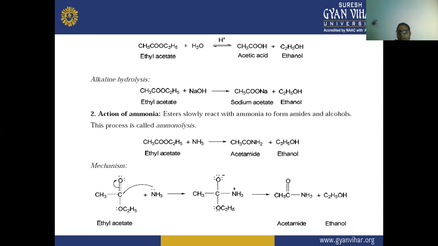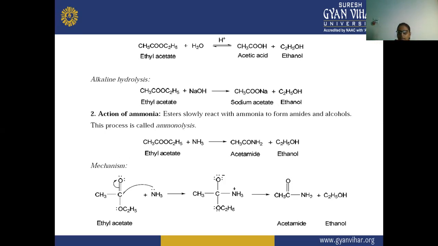This ammonolysis we have already discussed in the acid anhydride as well; in that also there is a formation of acetamide. And here also the esters are slowly reacting with the ammonia and forming the amide plus alcohols, and this process is called ammonolysis. So ethyl acetate reacts with NH3 and there is a formation of acetamide plus ethanol.